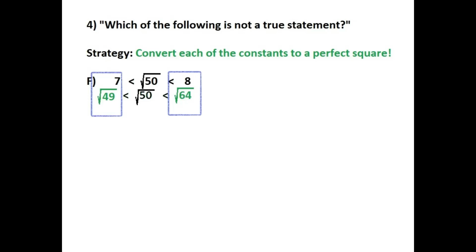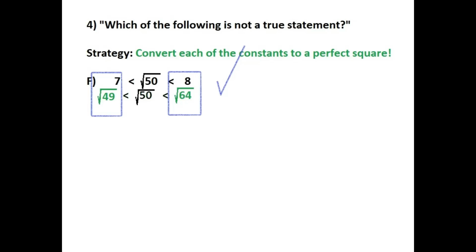Right here with F, 7 is the same as the square root of 49, and 8 is the same as the square root of 64. Now I'm just reading my bottom line. The square root of 49 is less than the square root of 50, which is less than the square root of 64. That's a true statement.